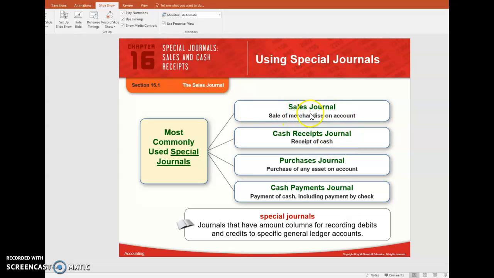Sales journal is sale of merchandise on account. Your purchases journal, which is purchase of any asset on account. And then your cash payments journal, any payments of cash, including payment by check. Special journals that have amount columns for recording debits and credits to specific general ledger accounts. So that's just to give you an idea like where we're headed.